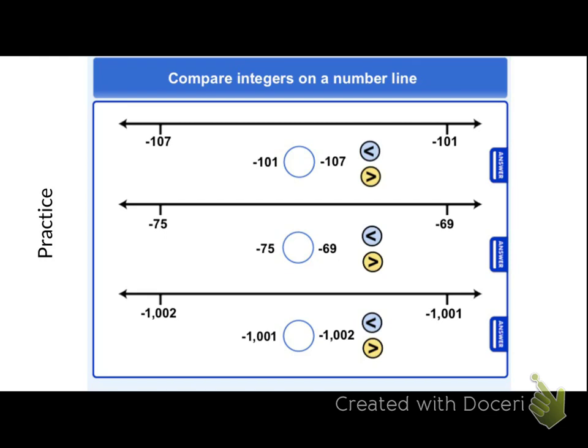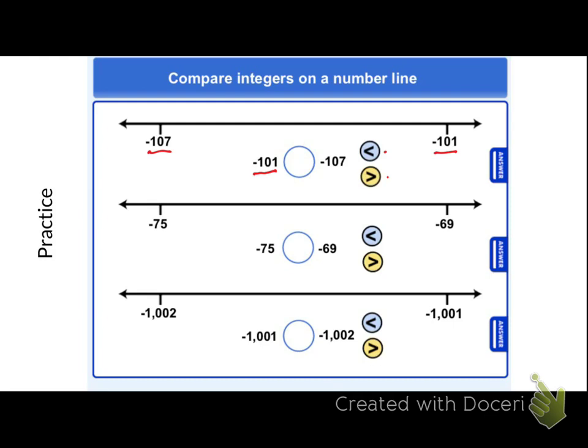Looking at the next slide, we're going to have to use these symbols. This one's less than, and this one is greater than. Looking at these numbers on a number line, negative 107 and negative 101. Pay attention. They reverse the order on us. How is negative 101 compared to negative 107?